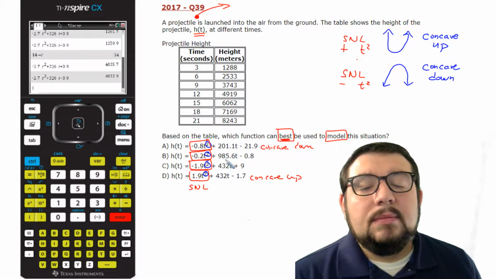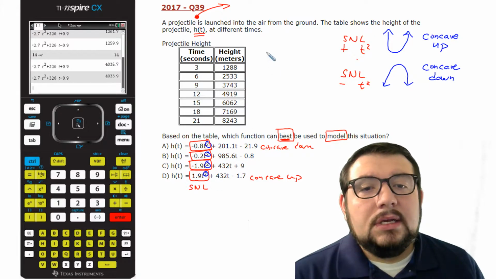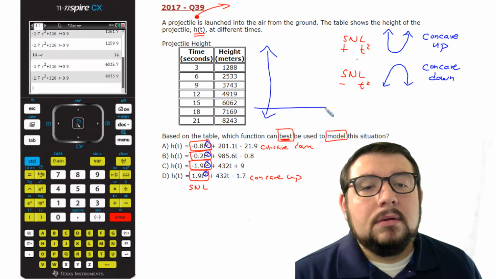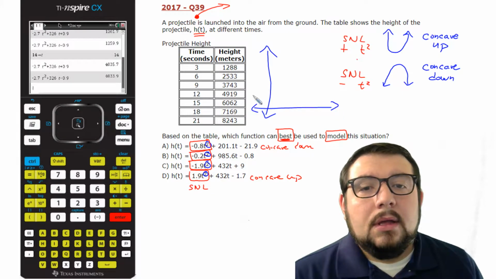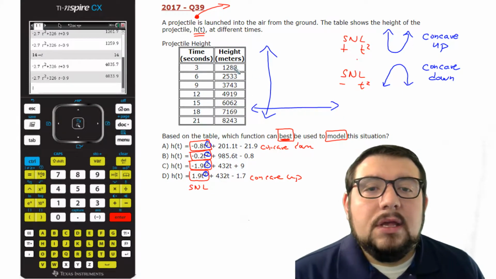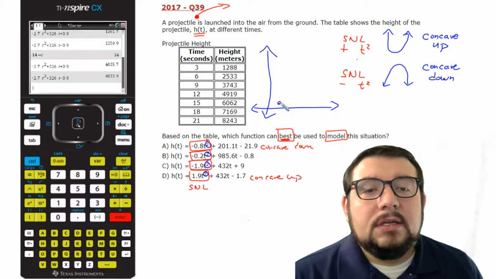So let's see if we can eliminate what kind of graph this is. Okay, let's take a quick look at our data here. I can see that 3 and 1288, 6 and, okay, 2533. So it's going up. And this one actually went up by like twice the amount. So after 3 seconds, it was maybe here. And then it went up by twice the amount. So maybe up here.